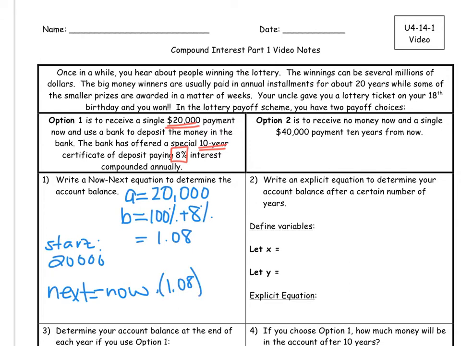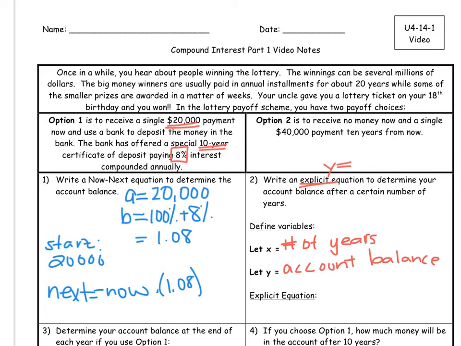Number two, write an explicit equation. An explicit always means y equals. The NOW-NEXT, this one is a recursive. It's just how do I get from one term to the next. Explicit is always in y equals. Before we do that, we want to define our variables. What is x measuring? In this case, x is measuring the number of years, and y is our account balance. You have to leave that in there for a certain number of years, and how much money will you have at the end of each year, or at the end of 10 years.